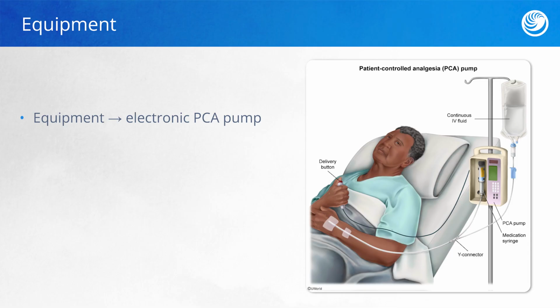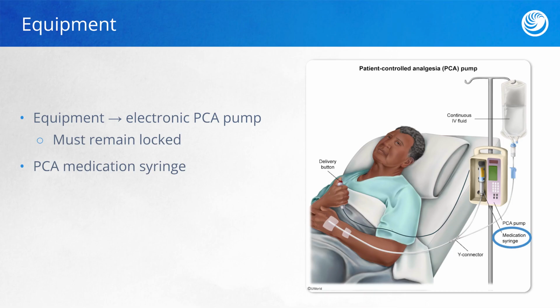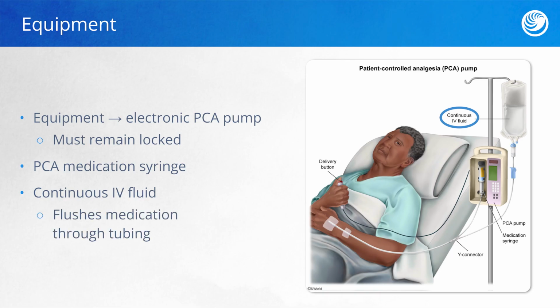When the PCA is being used by the client, the device must always remain locked to prevent misuse. A PCA medication syringe that contains the prescribed medication is usually obtained from the pharmacy and may require a sign-off or second witness to not only verify the medication, but the dose or rate that the medication will be delivered. Lastly, continuous IV fluid is often prescribed to keep the vein open and flush the medication through the tubing. This ensures the medication actually reaches the client.